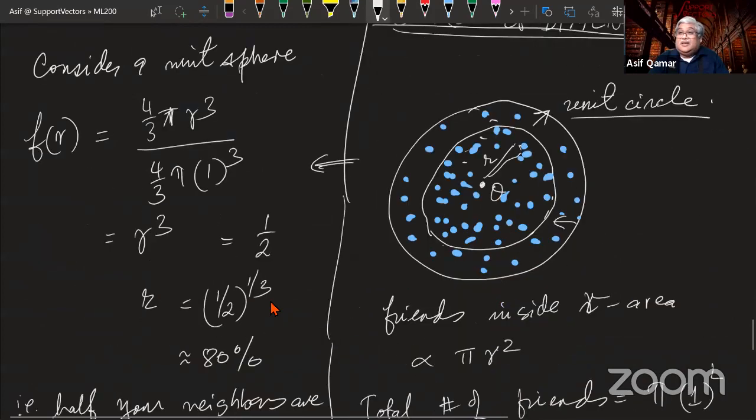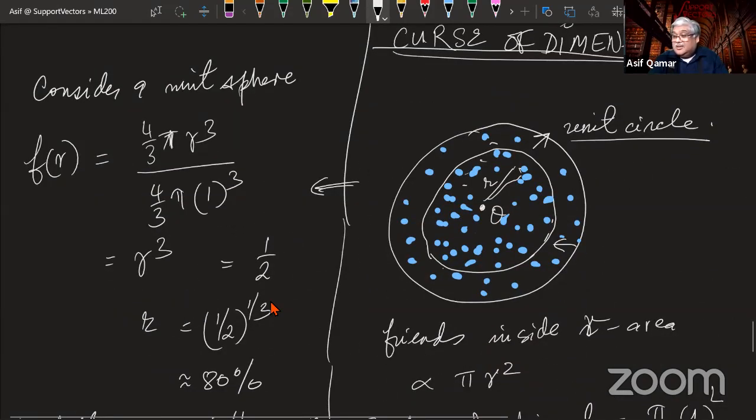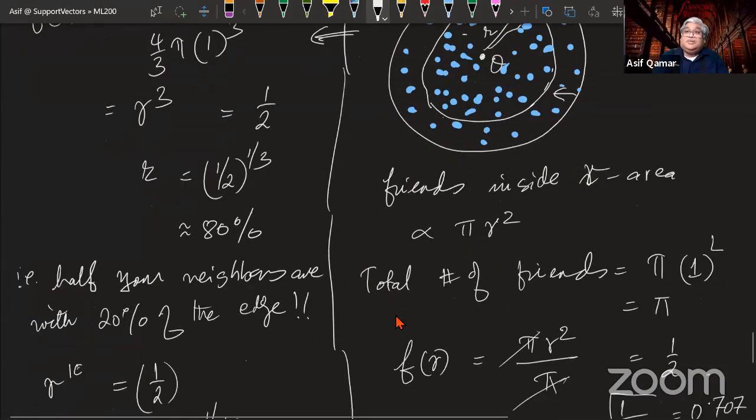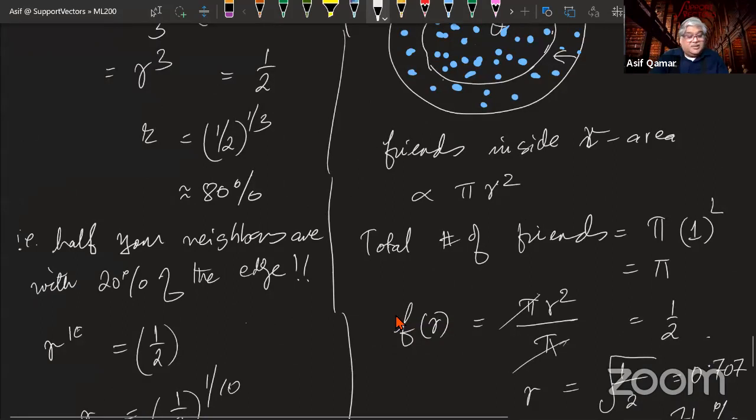I'll field questions now. And the other thing we learned is obviously the curse of dimensionality, right? Think about it, guys, and try to develop your own intuition about the curse of dimensionality.